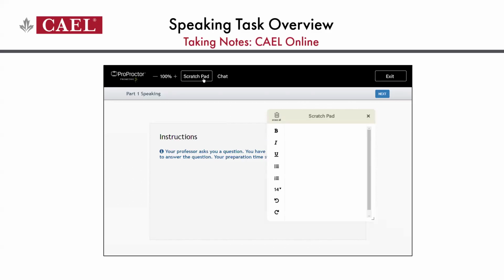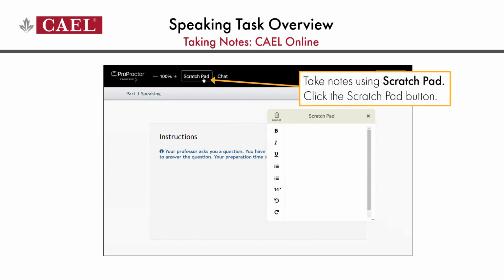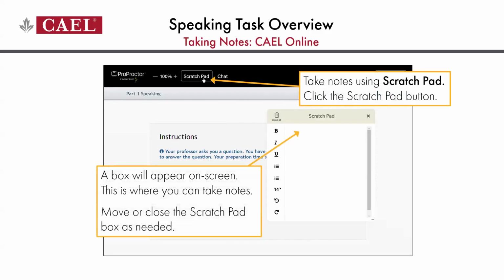So because you cannot have paper or pen anywhere nearby, you're going to use an online notepad, and it's called Scratchpad. So it's really easy. You just click on the Scratchpad button, wherever it is on your computer screen, and it's going to open up. We'll pretend this is your piece of paper.